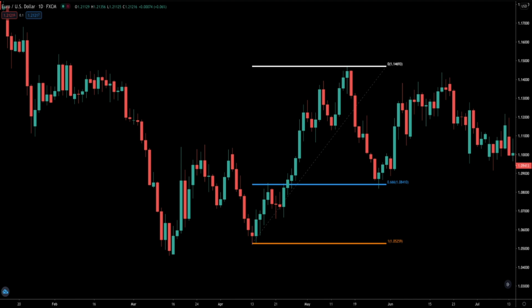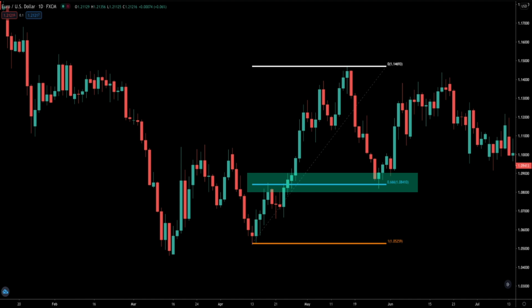So to determine whether we should be trading a retracement or not, we want to use the Fibonacci retracement tool to measure the recent swing and whether price has broken the 66% retracement level or not.